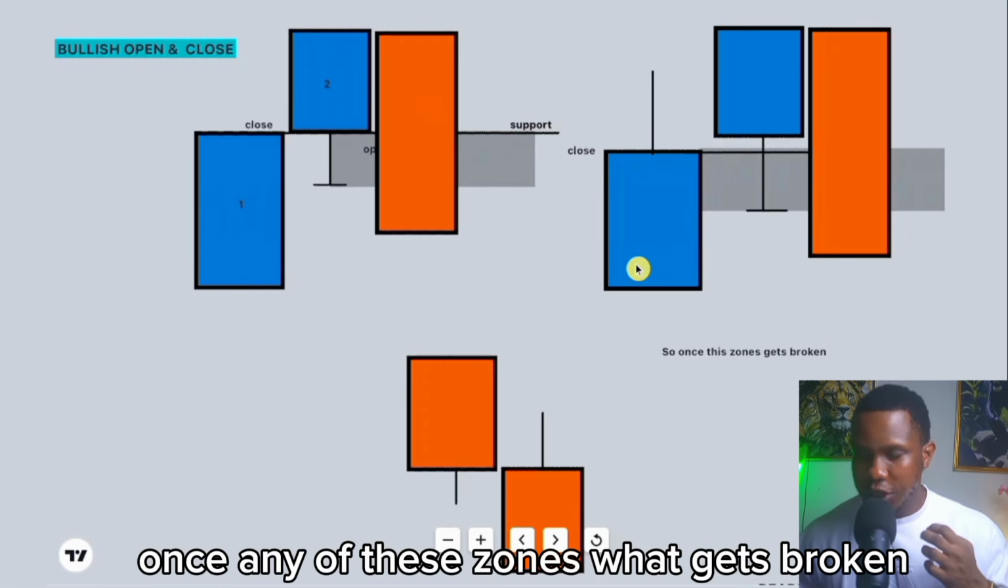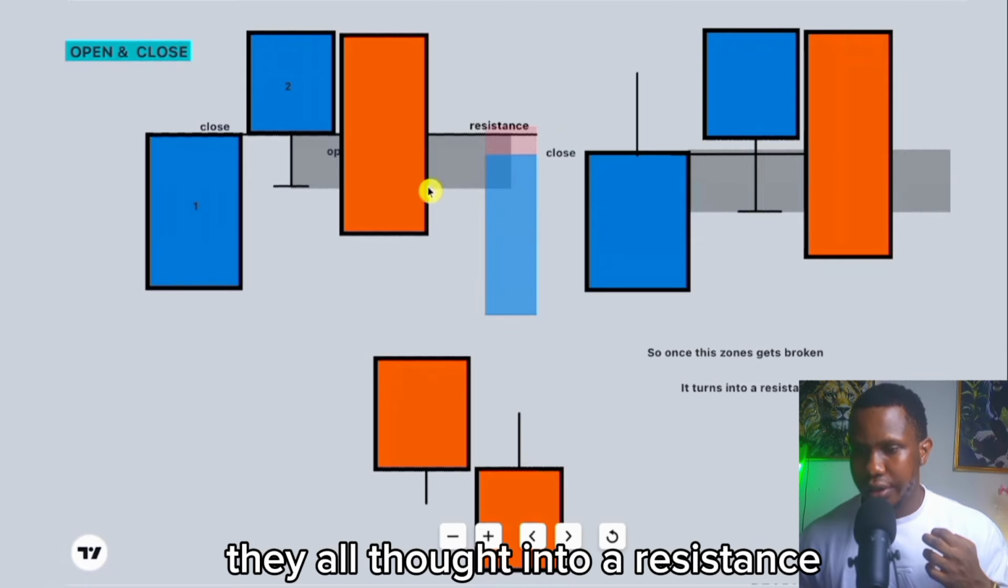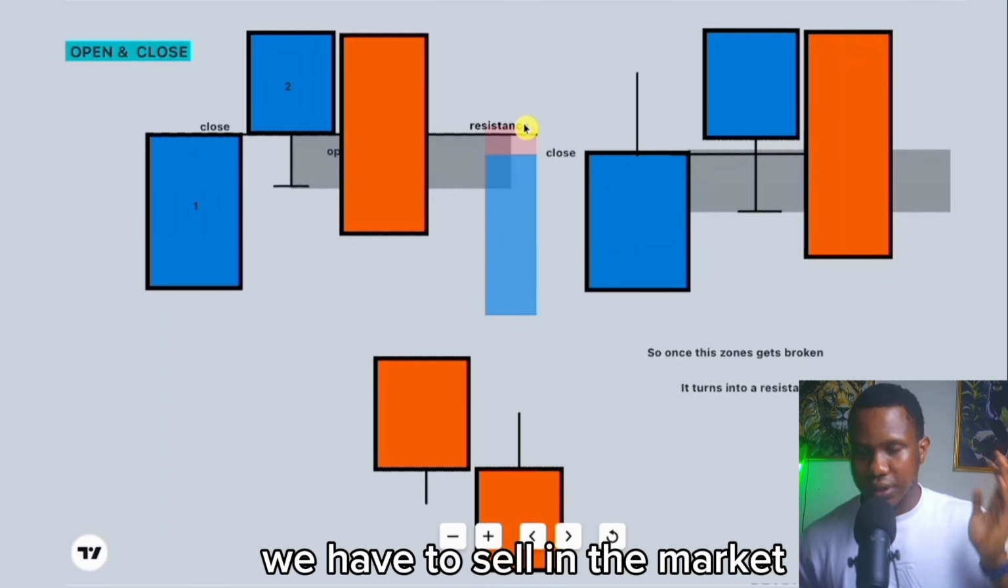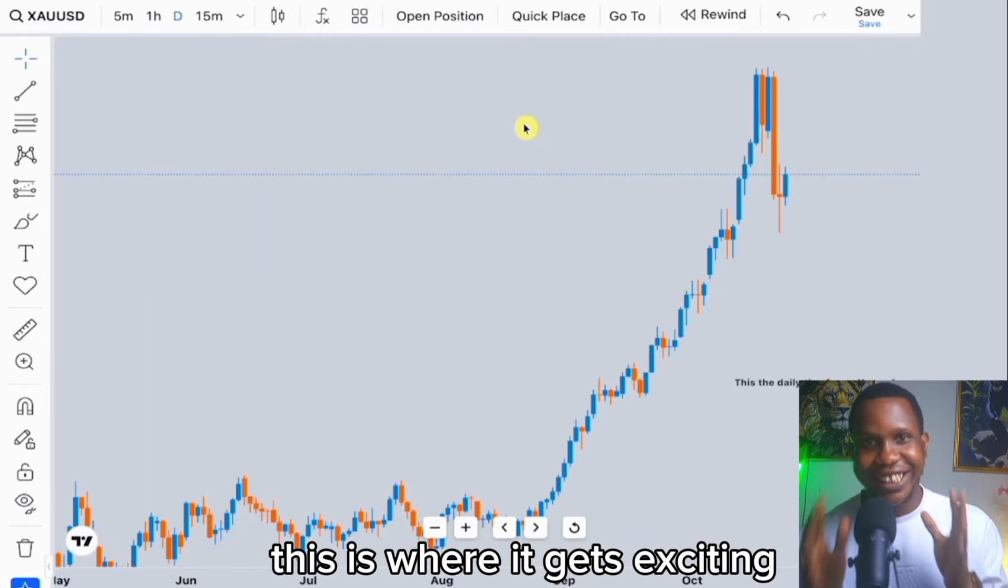Once any of these zones gets broken, they all turn into a resistance. We are to sell in the market. This is where it gets exciting.